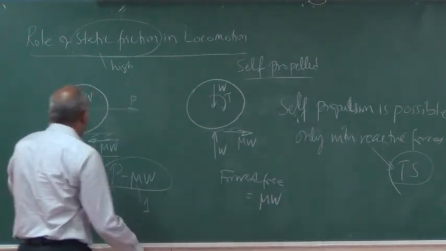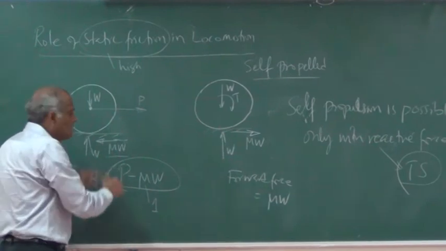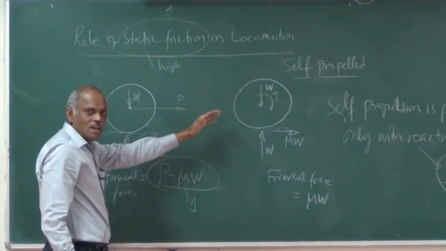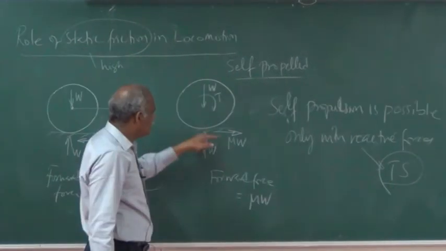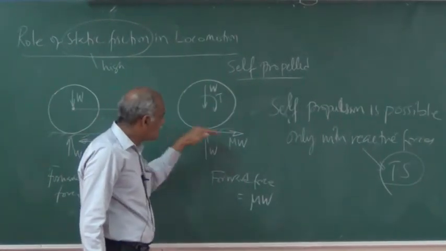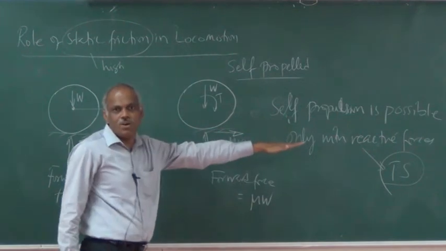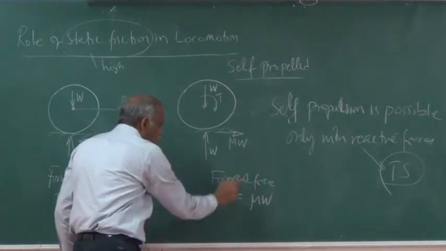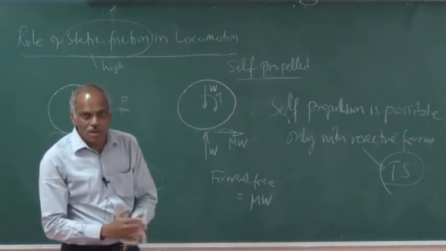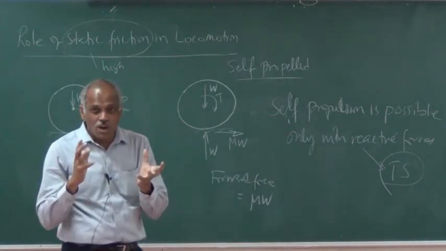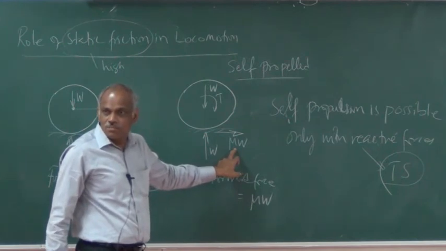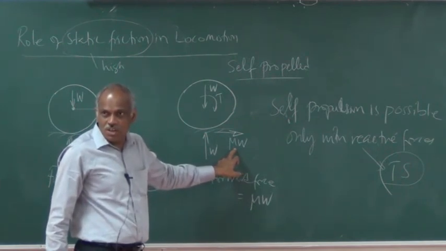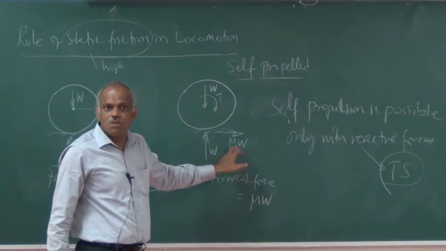You can see the friction here is in the opposite direction of motion when the wheel is externally propelled, whereas if it is self-propelled, then you can see that this mu W is acting in the forward direction. So that is responsible for motion. So here one comment is that the forward motion is limited by your static friction. If the static friction is not sufficient, it will not move further.